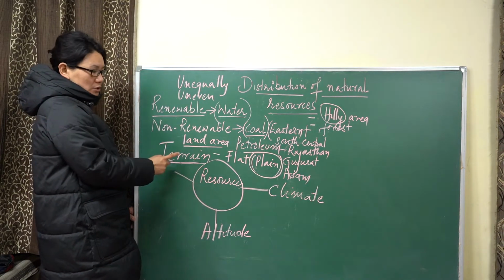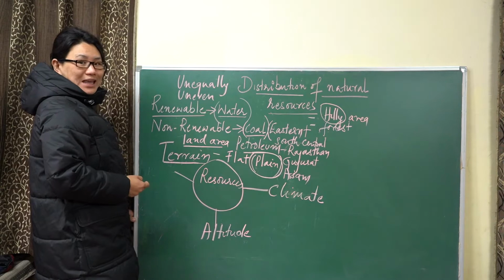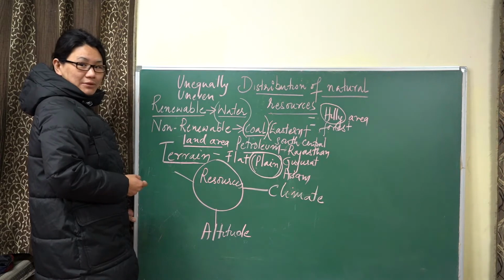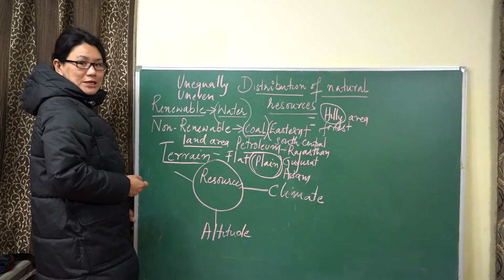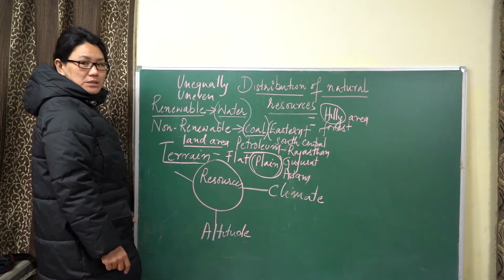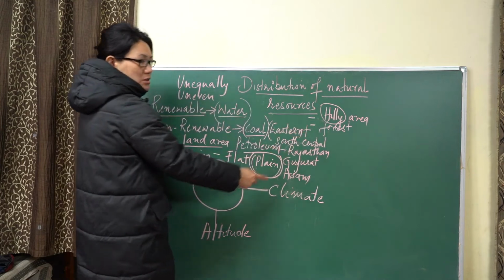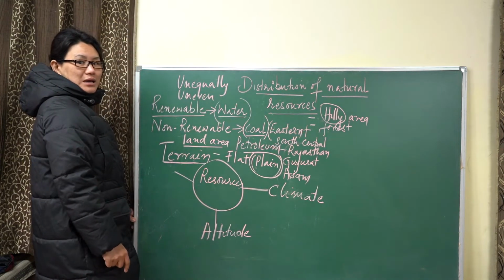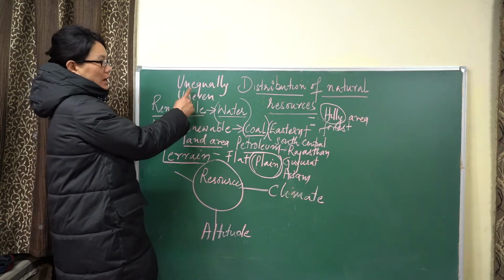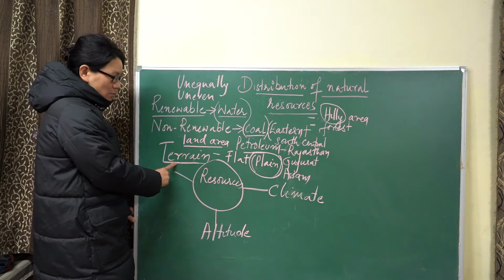So see here, in terrain, we have the example of hilly areas. In hilly areas, the Himalayan regions, which have lots of hills and mountains, we get abundant water resources. But water resources are not found in abundance in other parts of India. So it shows unequal distribution of water resources here. Is that clear? So this is one factor.